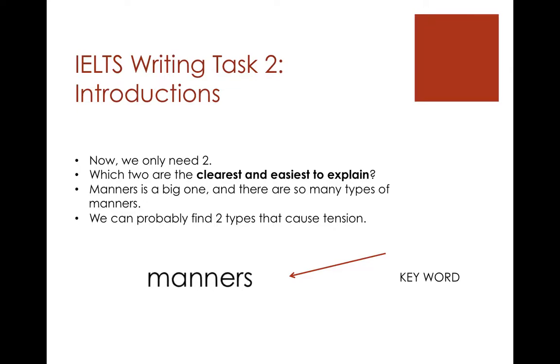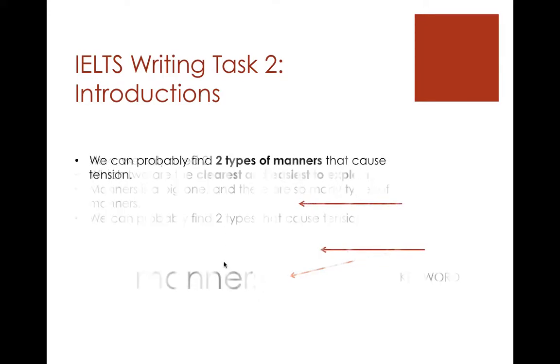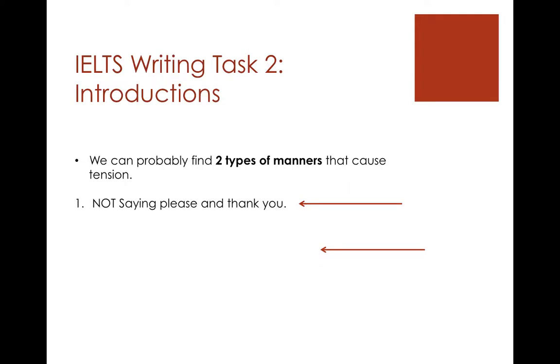Now, I'm going to choose a particular one, which is manners. Why? Because it's clear and easy to explain. There's many types of manners, and we can find 2 that cause tension. Now, don't write your essay about manners on its own. You need to find 2 types of manners, and I will show you the ones I've come up with. Not saying please and thank you, and not queuing or standing in line to buy tickets. Or you can just keep this out, just say not standing in line.